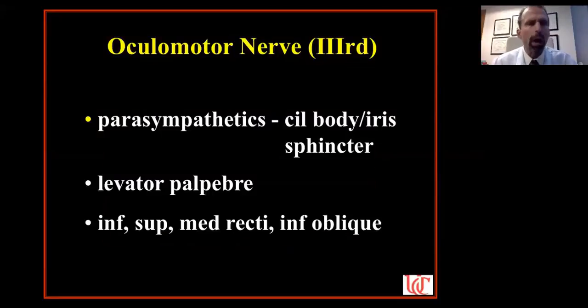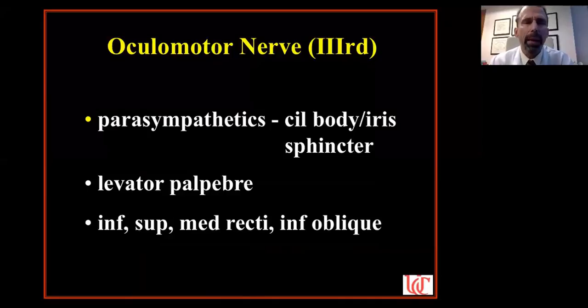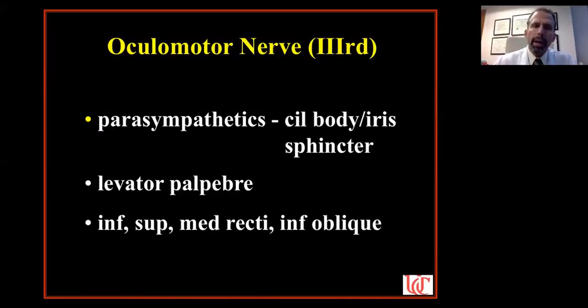So hopefully for this audience, I don't need to reiterate all of the anatomy, but I'll review it briefly. As you know, the third nerve contains the parasympathetics that run to the ciliary body and the iris sphincter. It also contains the innervation to the levator, inferior, superior and medial recti, in addition to the inferior oblique muscle.